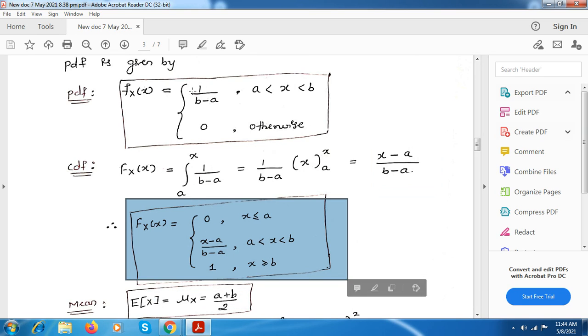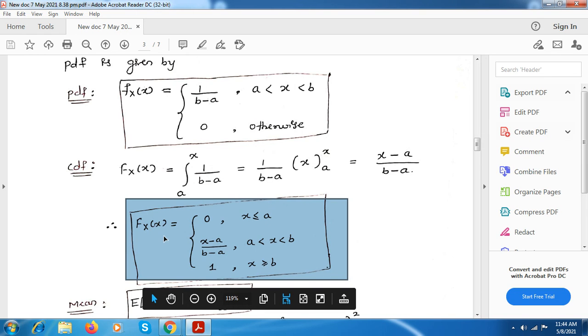You have to just integrate over this period. This is a constant, so just take it outside and put the upper and lower limits. The upper limit is x and the lower limit is a. So if you put a here, then it will be 0. And for the period a to b, this is the same equation. And if you put the value equal to b or greater than b, here the value is 1. So this is the CDF. Here all three conditions are written in this. So just take down the PDF and CDF equations.